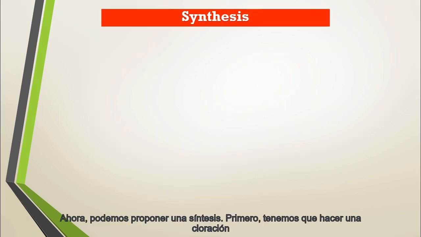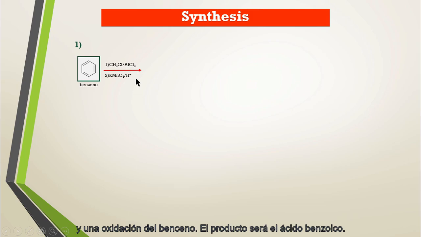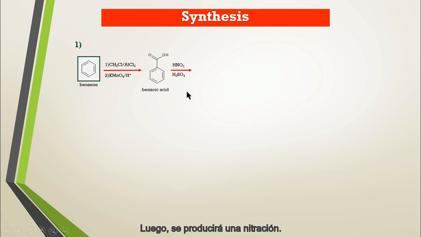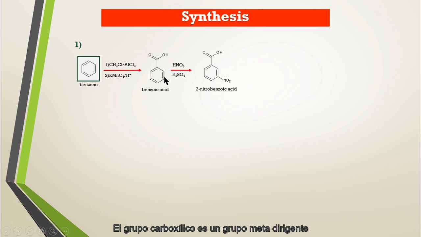Now we can propose a synthesis. First, we have to do a chlorination and an oxidation of benzene. The product will be benzoic acid. Then, a nitration will happen. The carboxylic group is a meta-directing group, so the nitro group will be there.